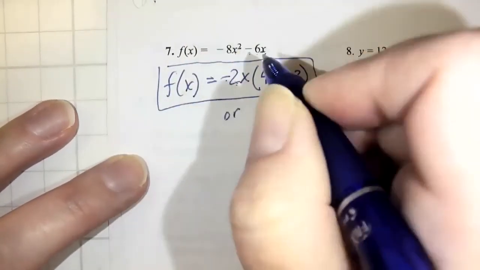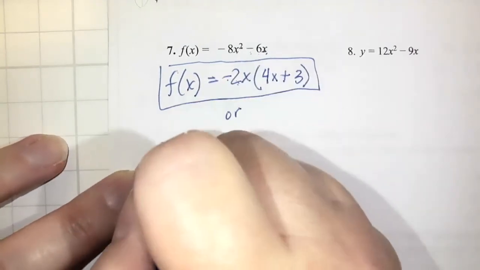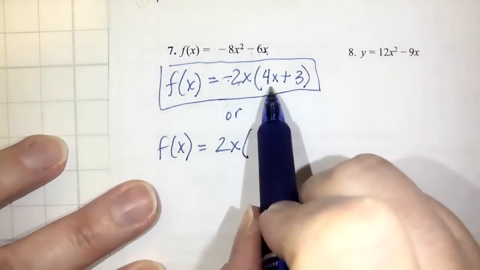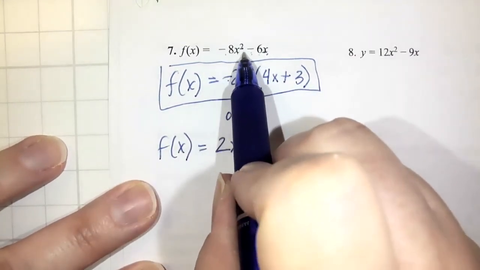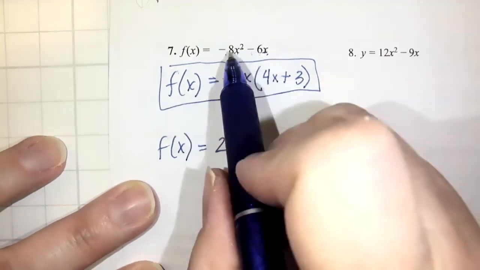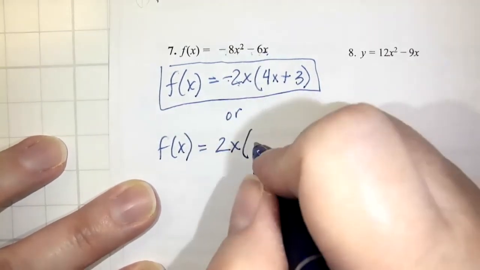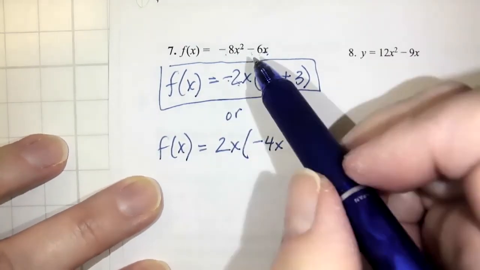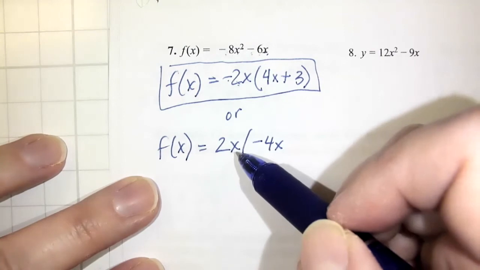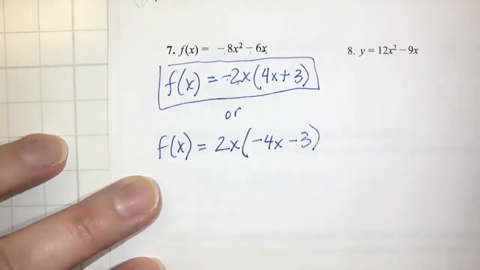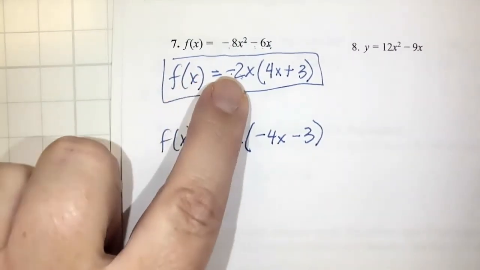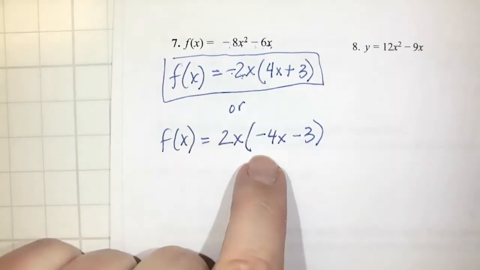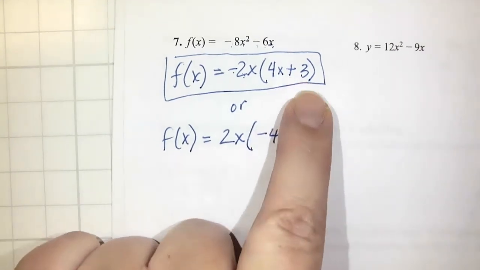If you factored out a positive 2x, negative 8x squared divided by positive 2x, well, a negative 8 divided by positive 2 is a negative 4. X squared divided by x is x, so negative 4x. And then negative 6x divided by 2x would be minus 3. And you'll notice this is the opposite, that's negative, that's positive, and these will be opposites: 4x, negative 4x, plus 3, minus 3.